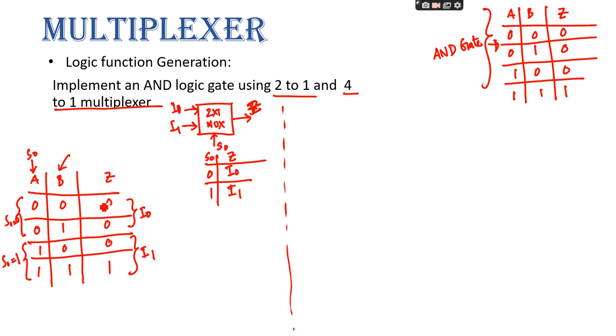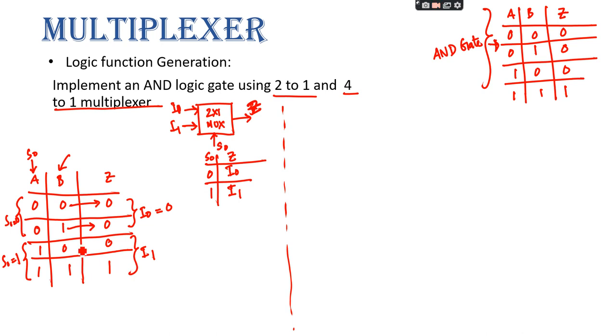So we'll try to make a relationship between B and Z. Here, whenever B is 0, Z is 0. Whenever B is 1, Z is 0. So I0, will it be dependent on B? Independent, and I0 should always be 0, right? Yes, sir.